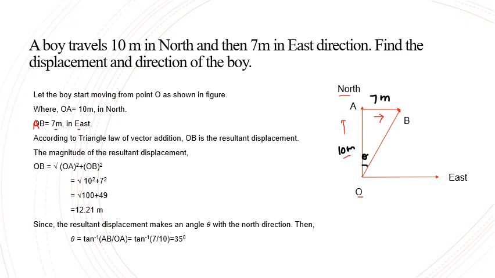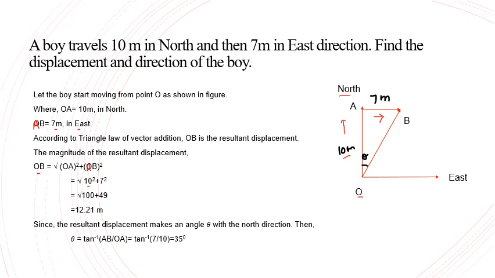So shall we find the magnitude of the resultant displacement, students? What is the magnitude I told you? OB. By using Pythagoras theorem, you can simplify this. So what is OB? OB is nothing but square root of OA squared plus AB squared, isn't it? What is OA? OA is 10 meters and this is not OB, AB.